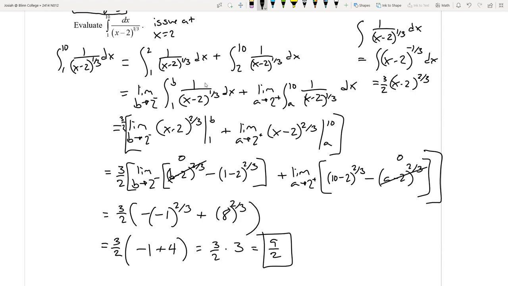So it is important that we're mindful then of domain issues in our integrand so that we're able to find where we need to split our integral and how we need to make our limits. So that's it for improper integrals then, and that's going to be it for our unit on integration methods.